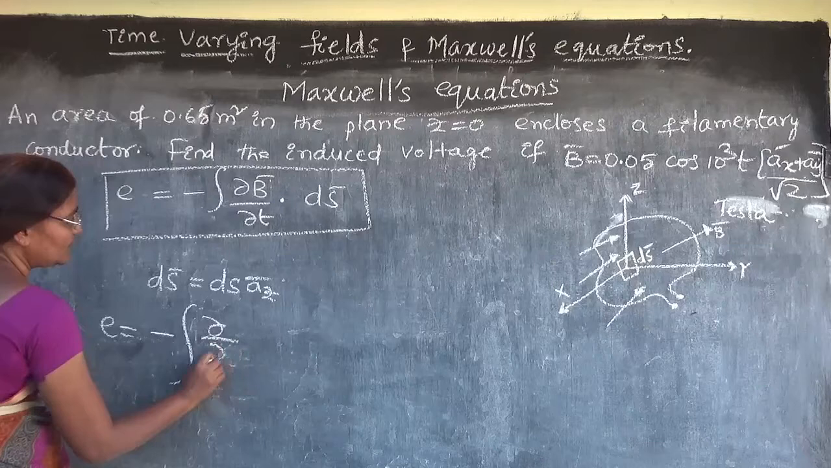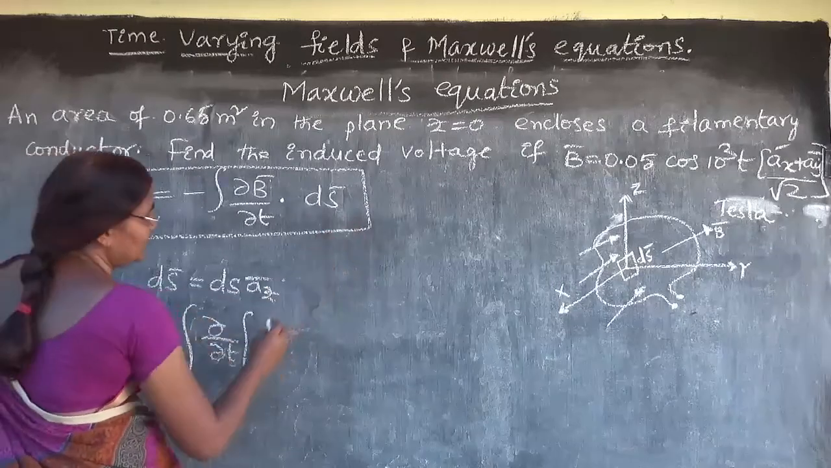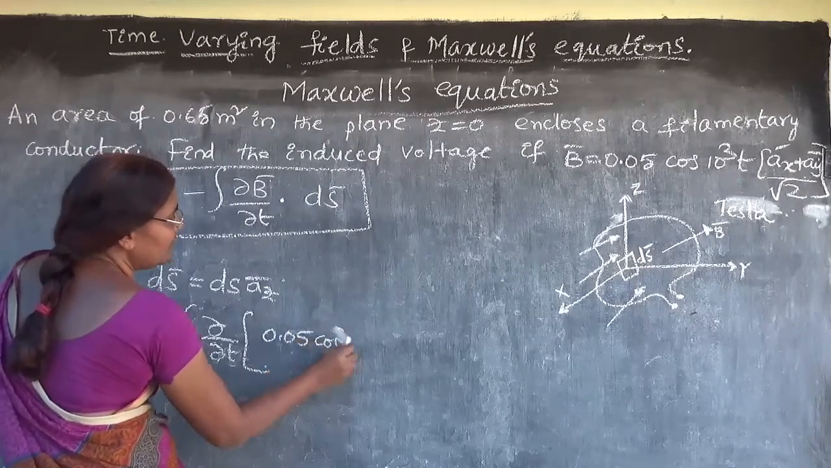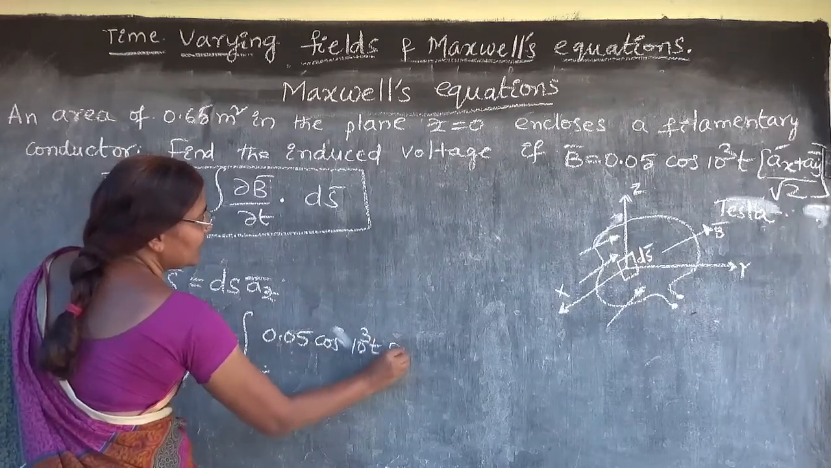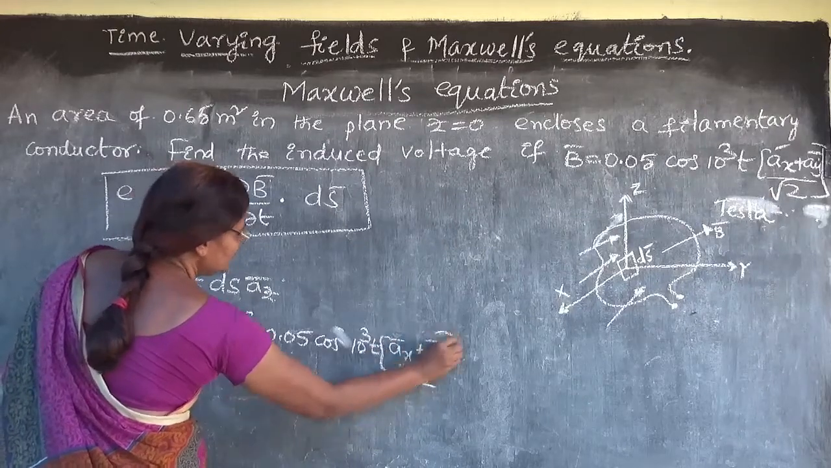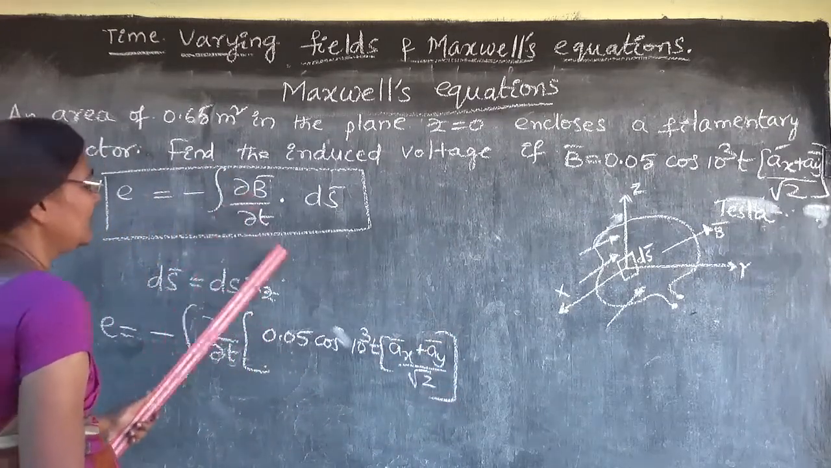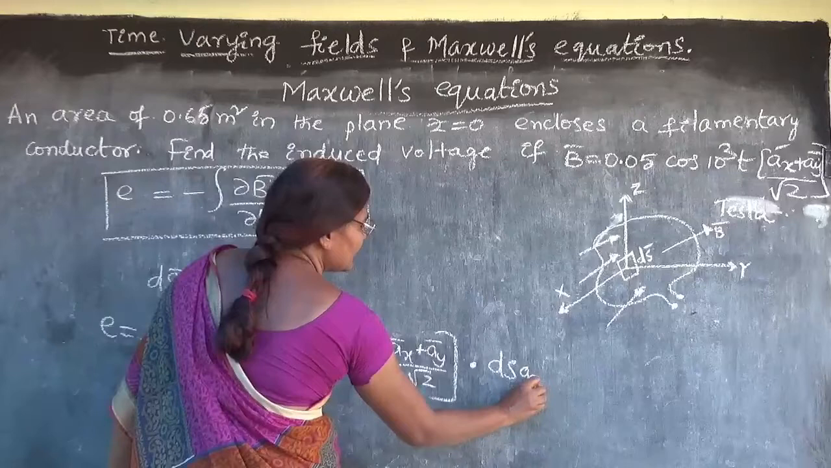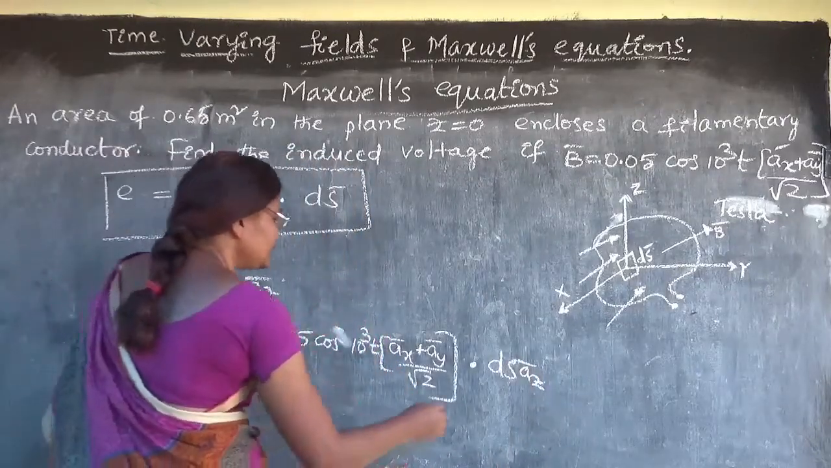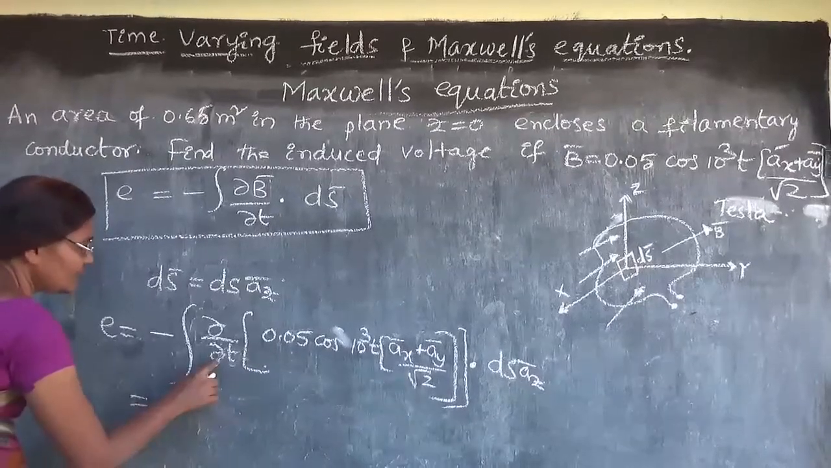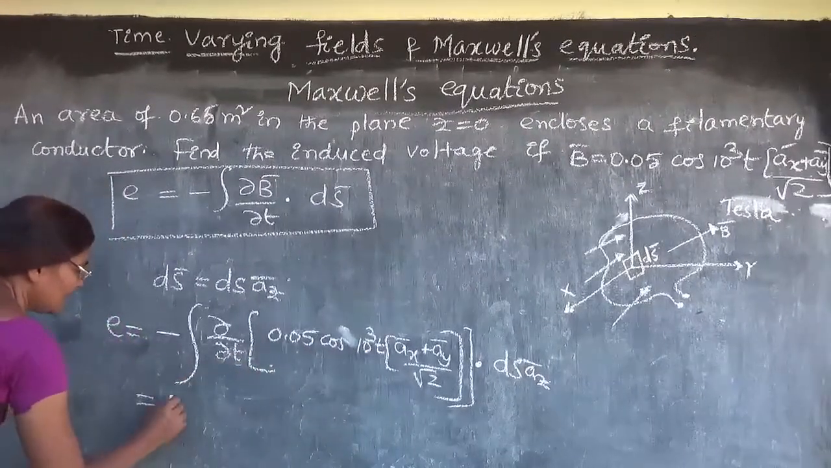dou by dou t of, what is B bar? B bar is 0.05 cos 10 cube t (ax bar plus ay bar) by root 2 dot ds. So this is my substitution. Now what is the differentiation with respect to t of this expression?